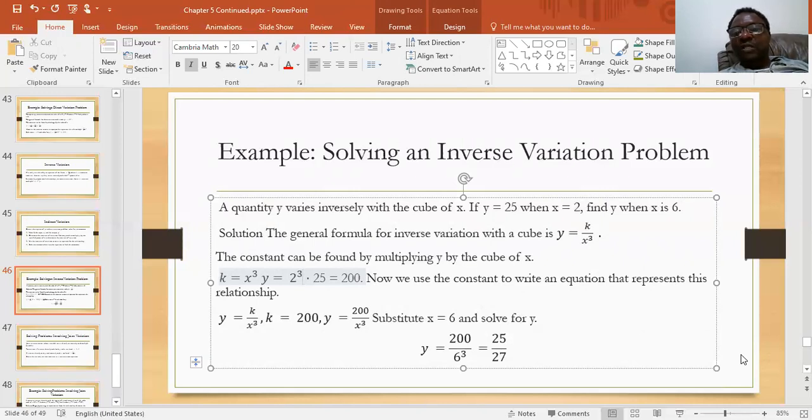Now we use the constant to write the equation: k equals 200, so y equals 200 over x cubed. We substitute x by 6 to have y equals 200 over 6 cubed, which is 25 over 27.